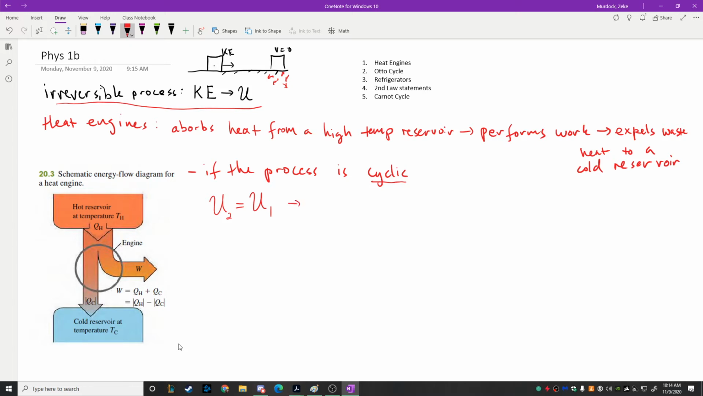What that means is that the change in internal energy for the working substance ends up being equal to 0. And we have this statement from the first law of thermodynamics, which says that the change in internal energy of a system is equal to however much heat comes into the system minus the work that's done, right? So if delta U is 0, that means that Q is equal to W. All right.